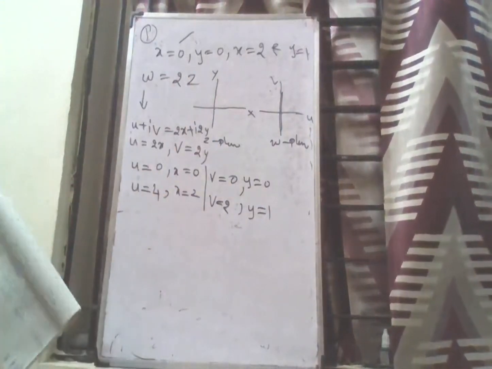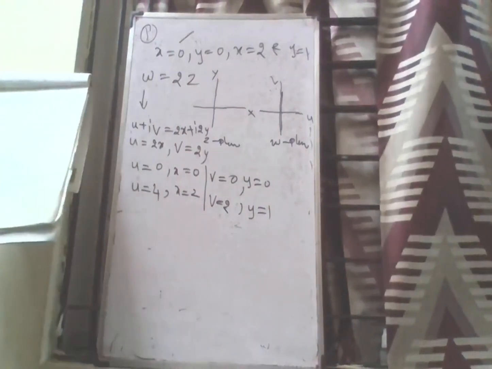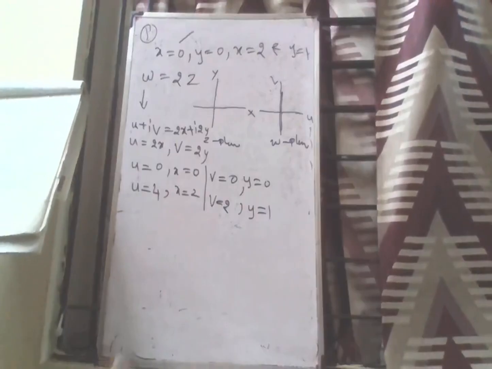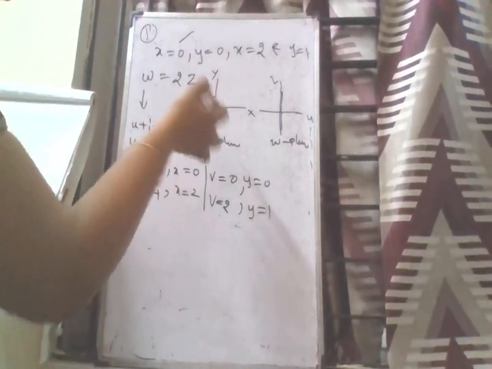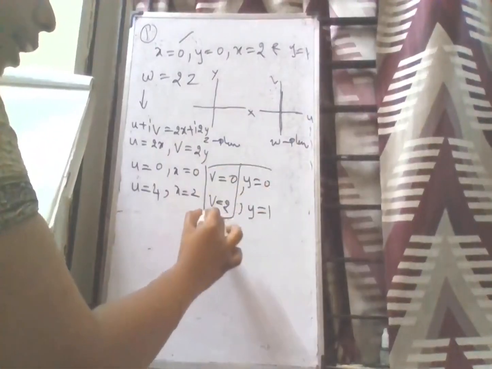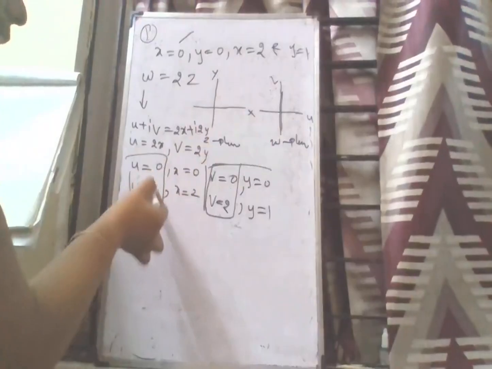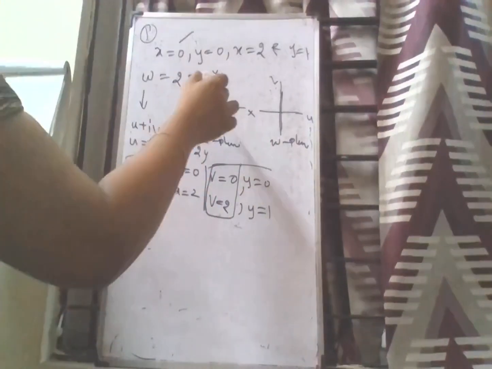Let me do two or more problems in this. It will be interesting and easy to understand. Let me draw the graph in the z plane first because I got the points. Look very carefully. In the w plane, I need only the u and v values. I got it. Now go for the z plane.